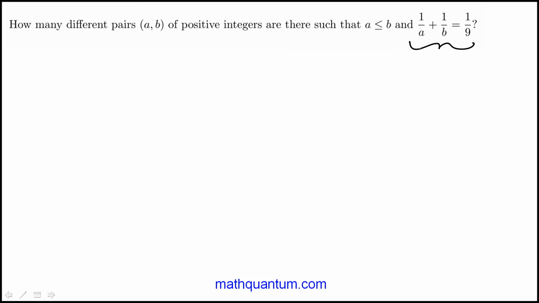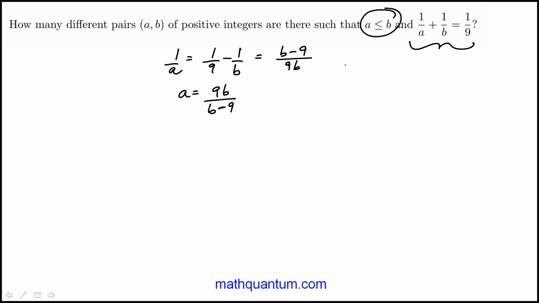So I found this to be a hard question, and the first step you want to do is to isolate what A is. You can choose either one, but I'll choose A. So we get (B minus 9) over 9B, which means A is the reciprocal of that. And I'll also use this condition, A is less than or equal to B. And because both A and B are positive, I can just kind of strike that out. In general, you can't do that with inequalities.